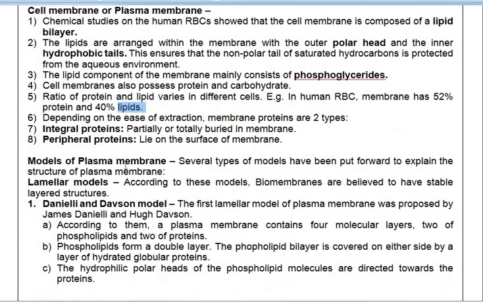Today I will discuss in detail the structure of the cell membrane, and in this video I will specifically discuss the models of the plasma membrane, under which I will discuss two types of models. We call them trilaminar models: one is the Danielli and Davson model, and the second is the Robertson model. These were the early models based on the structure of the plasma membrane.